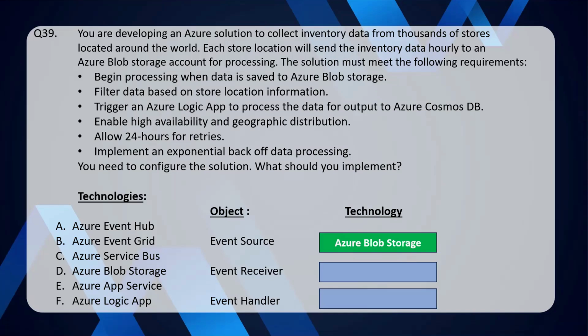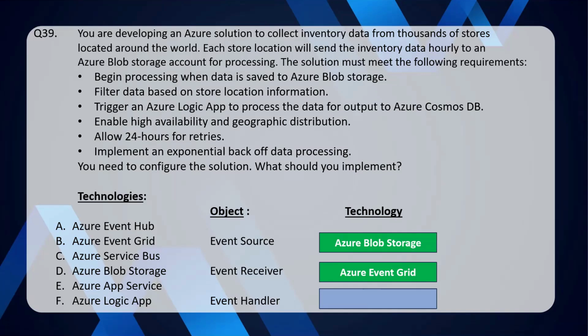Now the next part of the question is talking about event receiver. You should make use of Azure Event Grid here as it is designed to react to blob storage events in near real time. It's highly available, globally distributed, and supports retry with exponential backoff for up to 24 hours. Event Grid can also filter events based on metadata, for example, store location, before forwarding them.